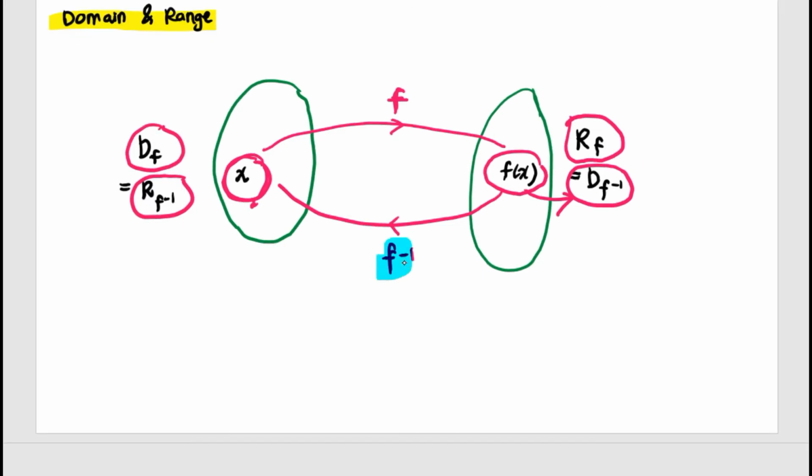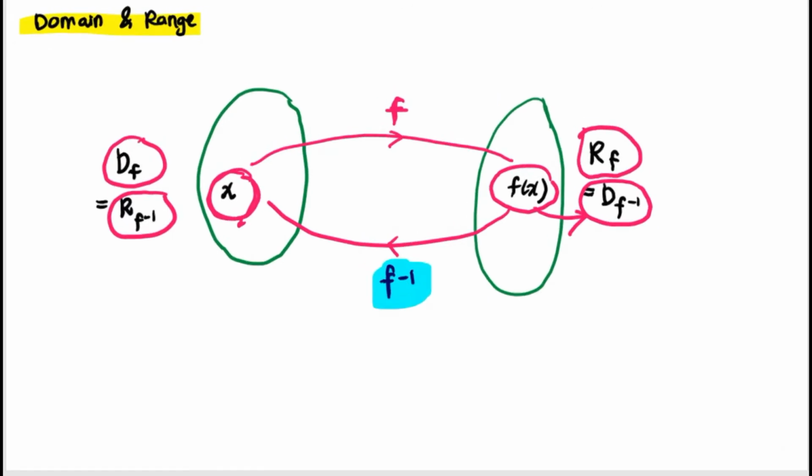Now if we consider this f inverse, this is the domain of f inverse, and this is the range of f inverse. So we can conclude that the domain of f is actually equal to the range of f inverse, and the range of f is actually the domain of f inverse.